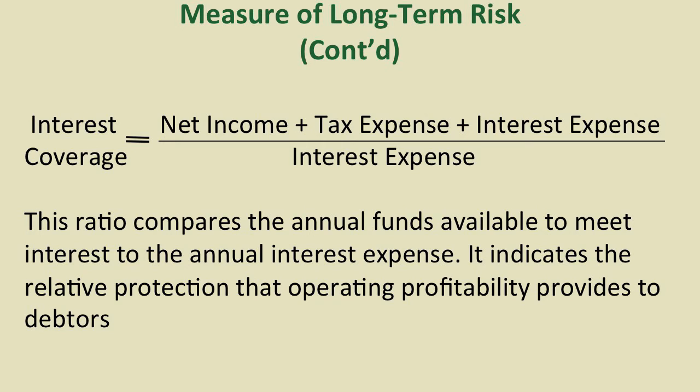This is a ratio to measure long-term risk. It equals net income plus tax expenses plus interest expense, divided by interest expense. The reason we add tax expenses in the numerator is because interest expense is tax deductible. This ratio tells people how much funds this company has to cover the interest expense every year. So it tells people the relative protection that the operating profitability provides to debtors. The higher this ratio, the more likely this company will be able to pay off the interest expense.